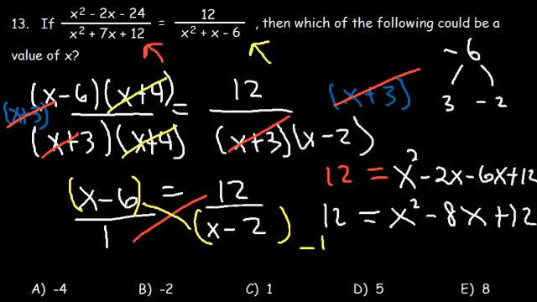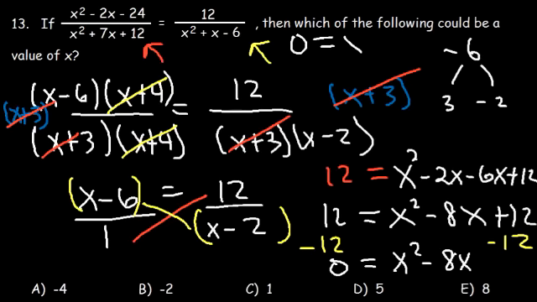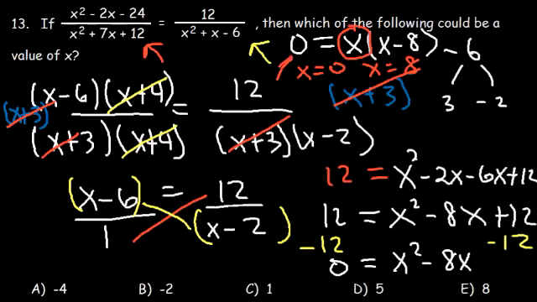And now let's subtract both sides by 12. So therefore 0 is equal to x squared minus 8x. So we're going to factor out an x. So 0 is equal to x times x minus 8. And so therefore x can equal 0 and x can equal 8. Anytime you see an x on the outside like this, x can equal 0.